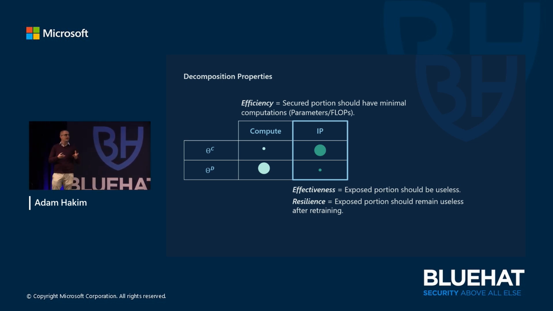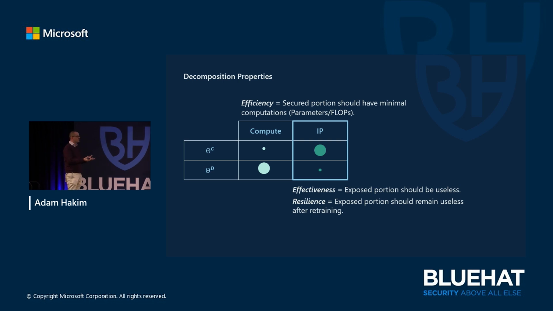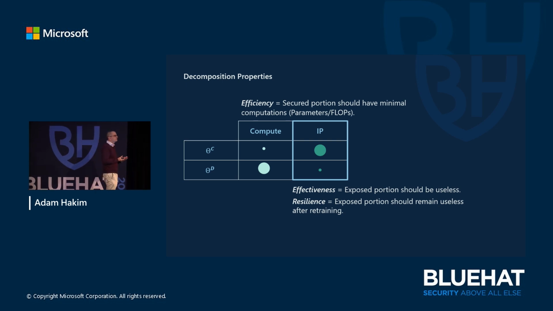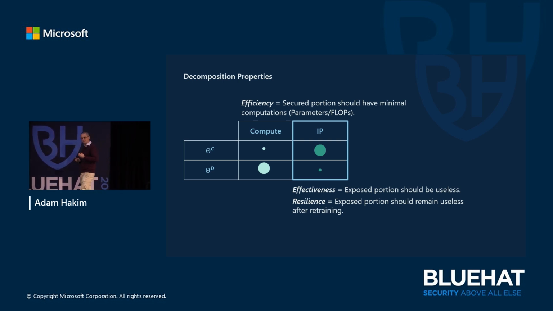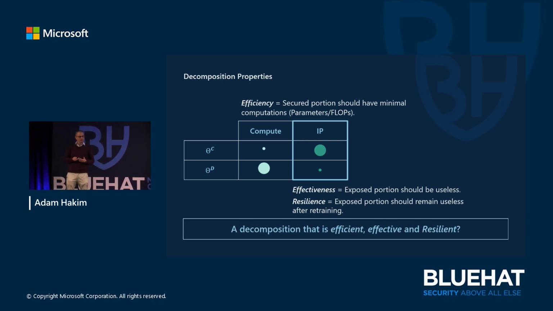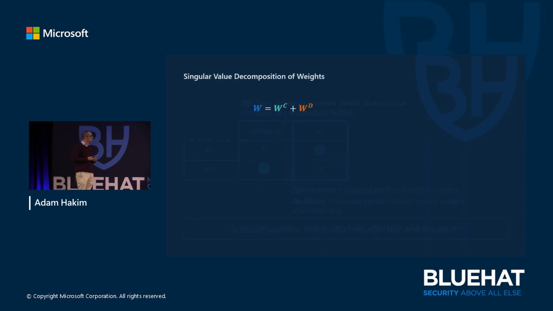So let's say I'm an attacker, I have hold of the exposed portion, and I can try to use a publicly available dataset to retrain the portion that I have to try to regain its original performance. So resilience is about preventing that as well. So these are the properties that we're looking to achieve. And how do we obtain them? A decomposition that is efficient, effective, and resilient.